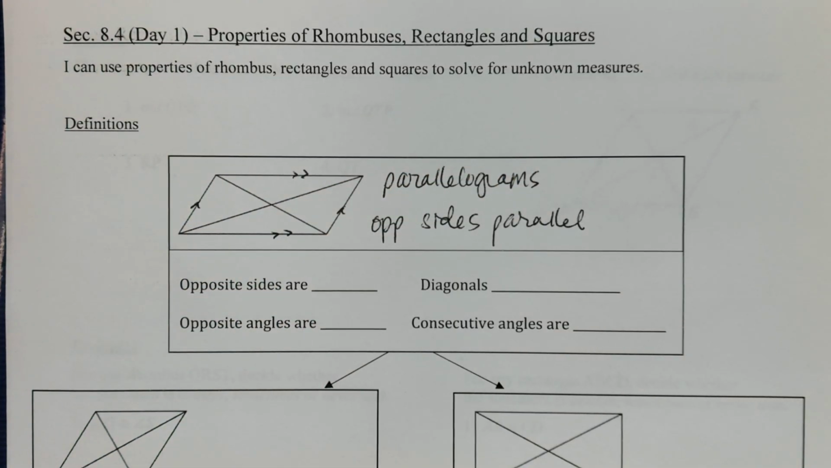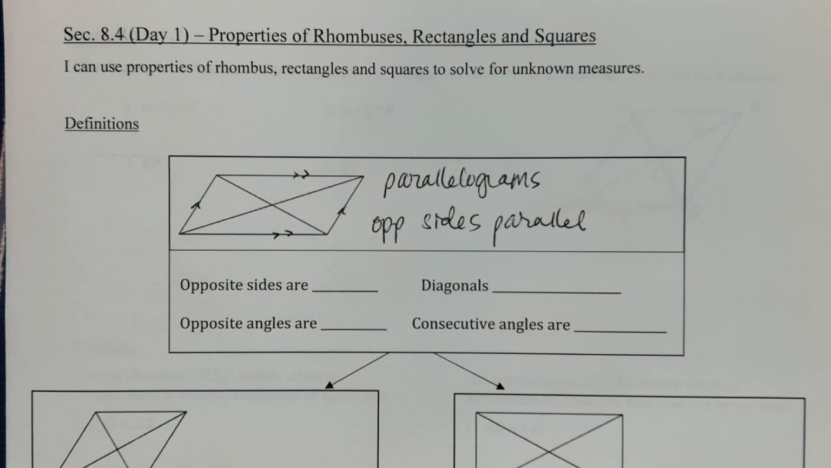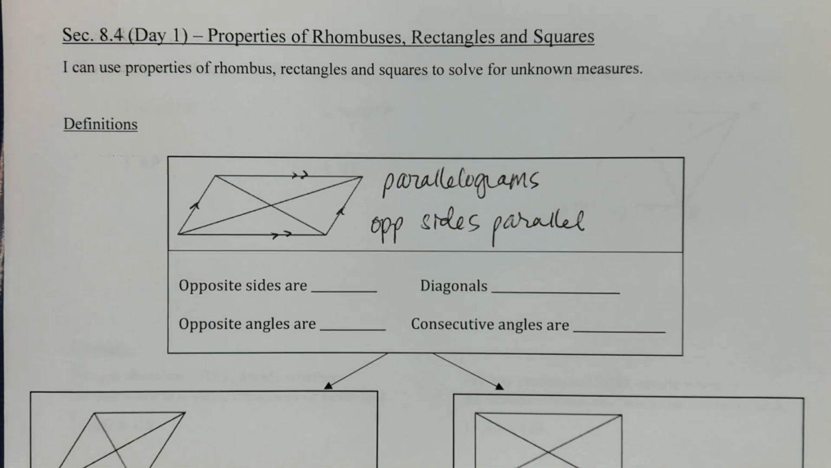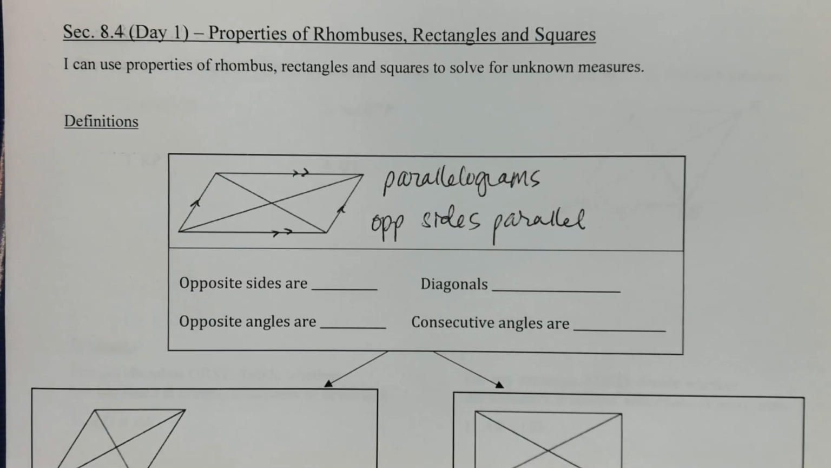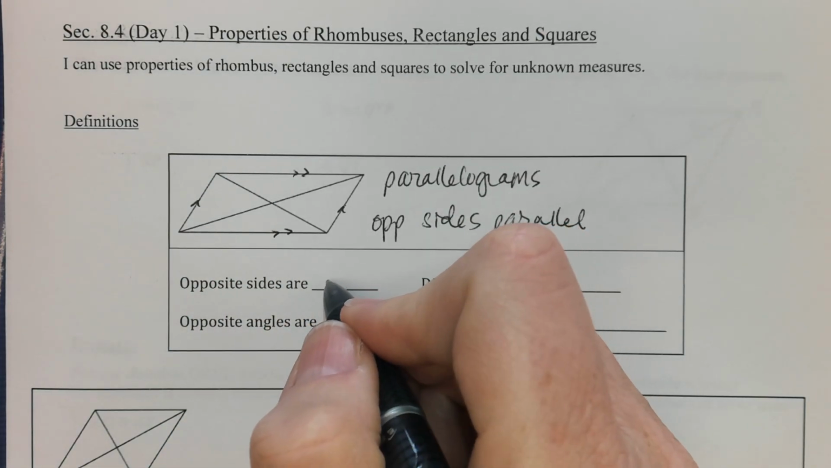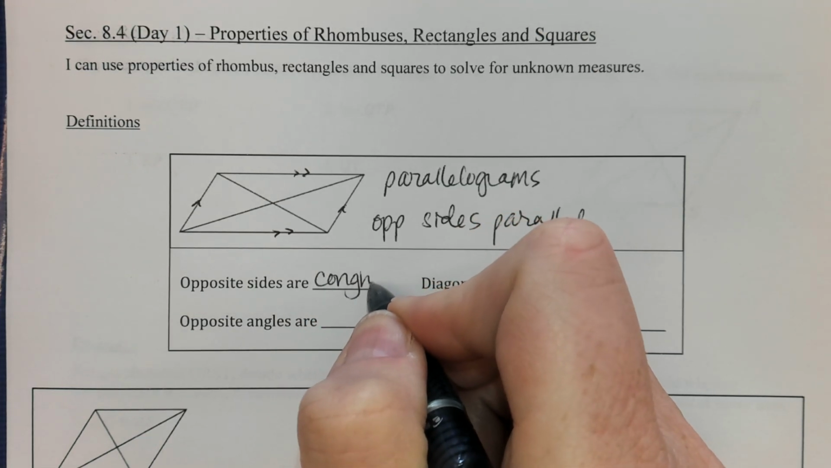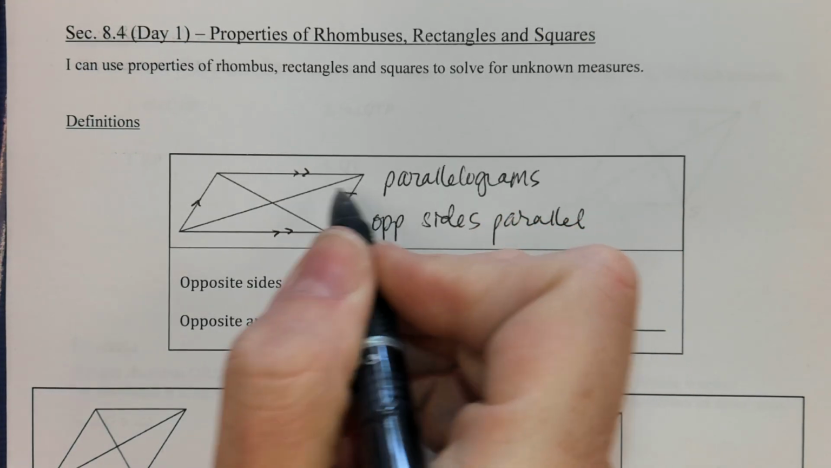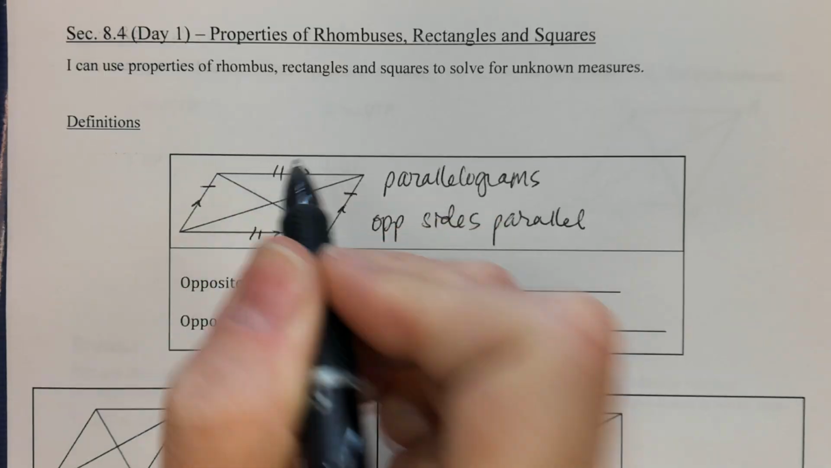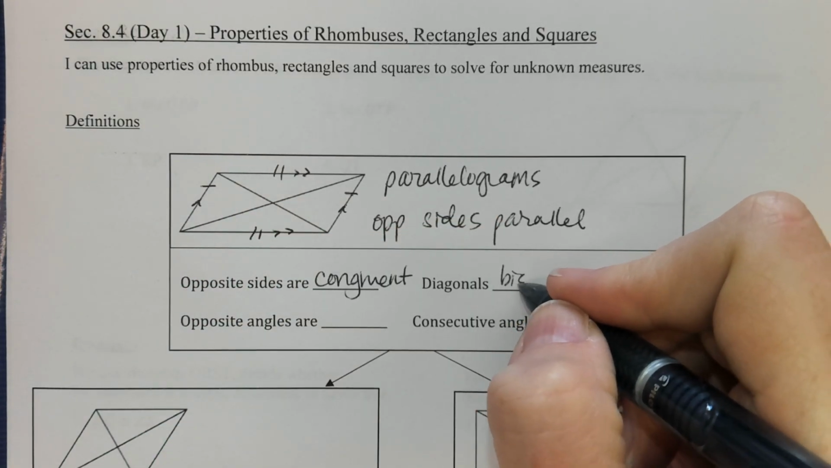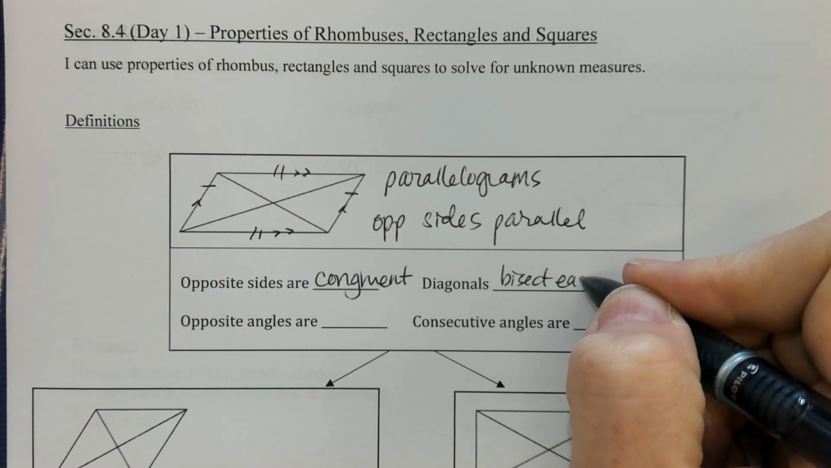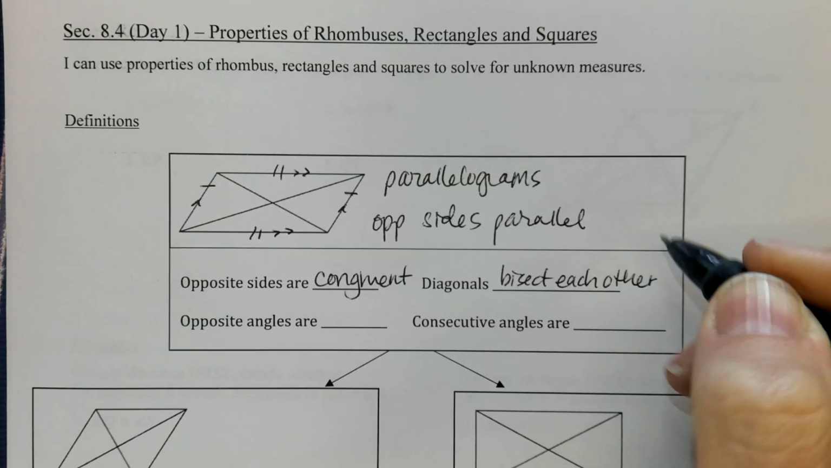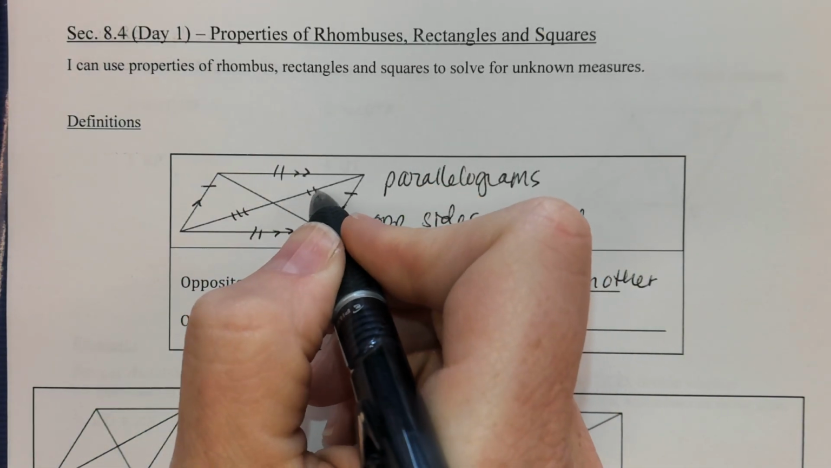All right, and then once you have a parallelogram, or if you've established that it is a parallelogram, then you have some other properties of parallelograms that you can use to solve problems. So first off, opposite sides are congruent. And these we talked about in the previous lesson, so I'm just going to mark those. We've got diagonals bisect each other. So it would look like this.